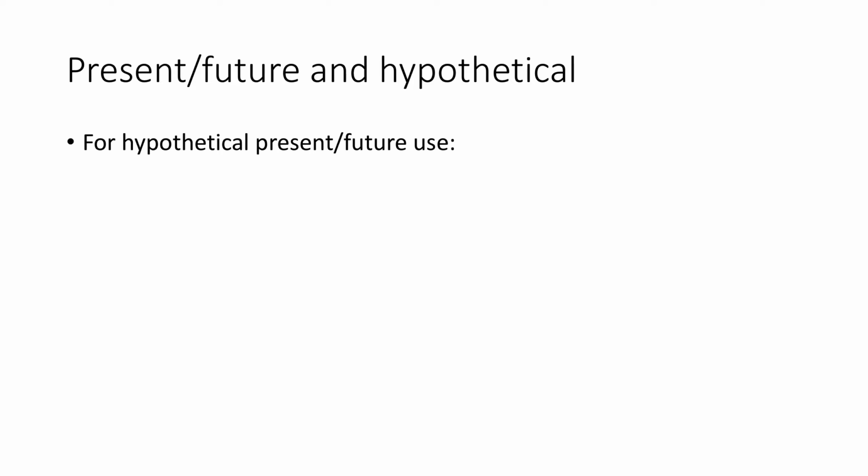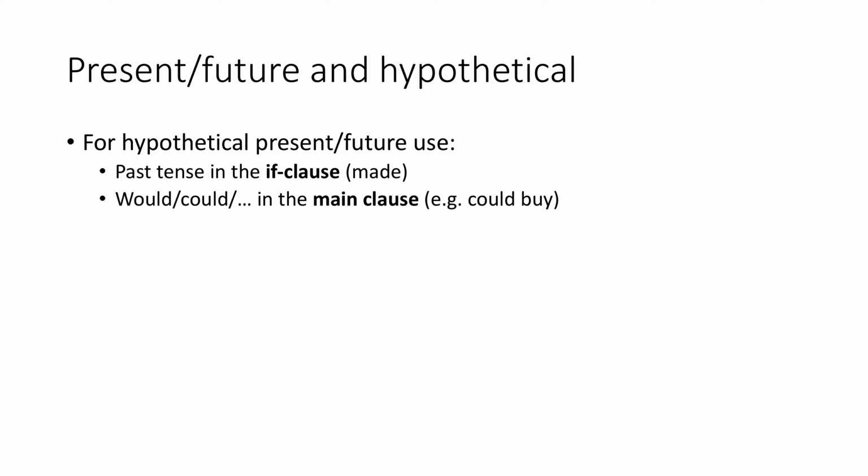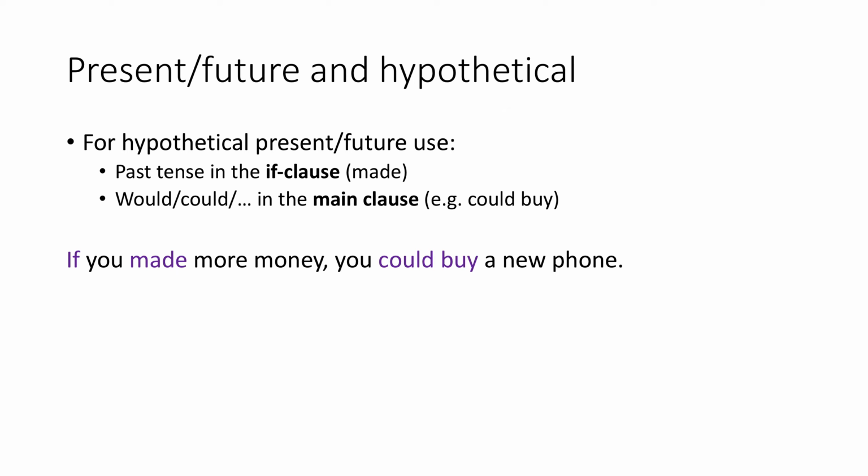So for hypothetical present and future, use the past tense in the if clause. It means that you can use simple past or past continuous, and would, could, or any other past modals in the main clause with the simple form of the verb, like could buy. So if you made more money, you could buy a new phone is an example of this. We are talking about both now and future.